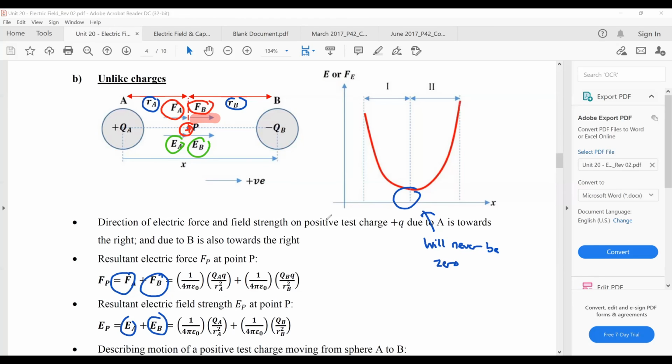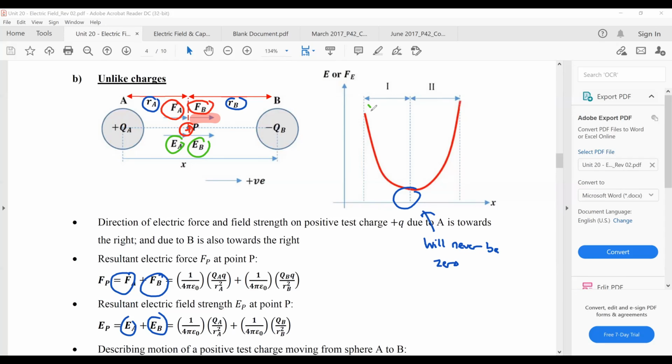Then after that, your graph will look like this. As you go closer towards A, the effects due to A are larger. As you go closer towards B, the effects due to B are larger. And if you're given a graph like this also, you will be able to identify whether the charges were in the first place the same sign or opposite sign.